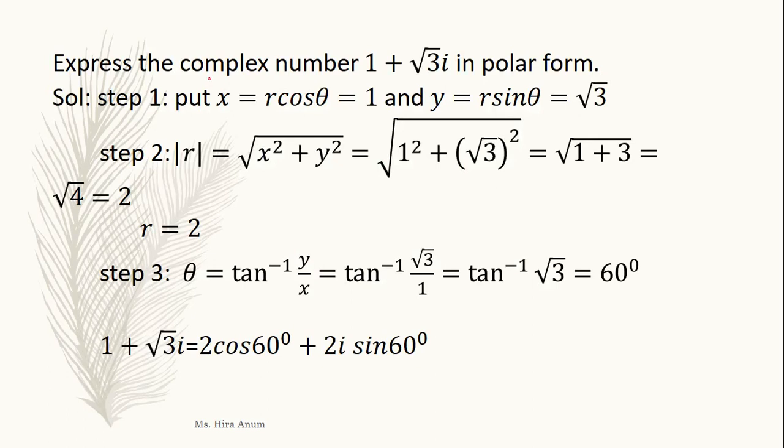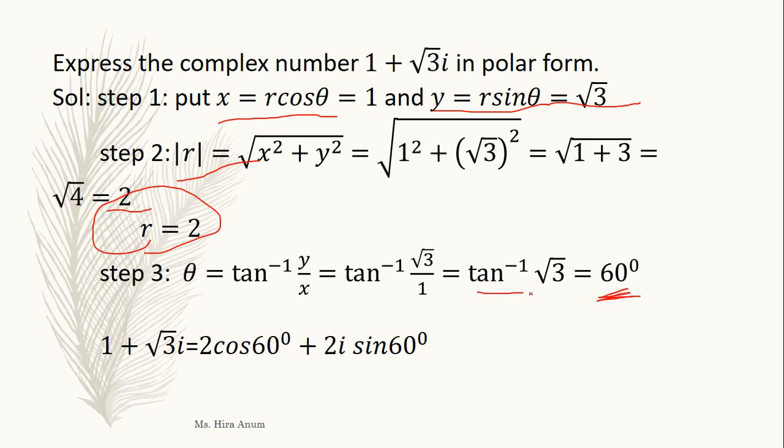Express the complex number in polar form. x equals r cos theta, y equals r sin theta, which is radical 3. Taking the mod, it becomes 1 square plus radical 3 square, which is 4, and the r value is 2. Then find the theta value, tan inverse y over x, which becomes 60.